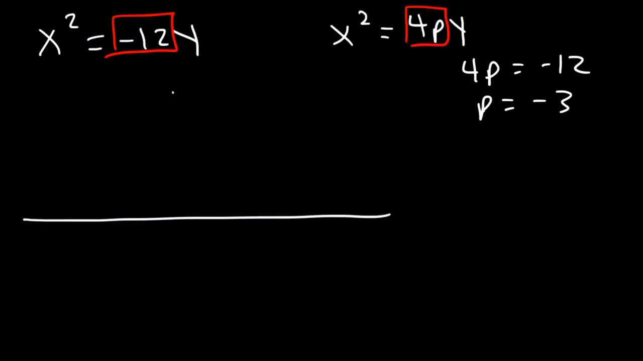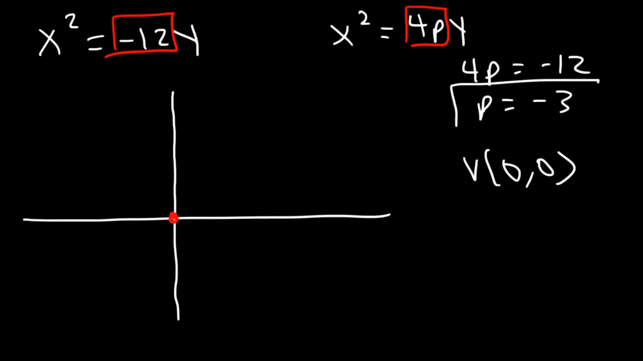So now that we have the direction of the graph, we know it's going to open up. And we know that the vertex is still the origin, 0, 0. We can graph it now. P is -3. So p is negative, it's going to open down. If I said up, I meant down. So let's go down 3 units. This will give us the focus. So the focus is 0, -3.